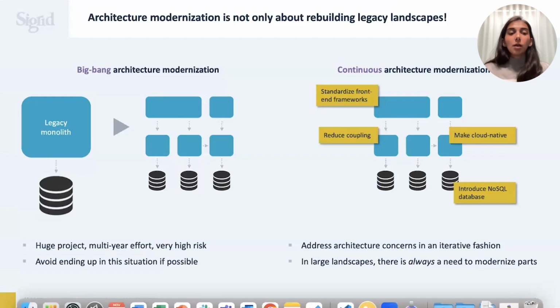Yes, that's true. But how many times in a year, or let's say in our lives, do we do such big bang architecture modernizations? That frequency is very low. But what we actually do in our daily lives is continuous architecture modernization. We already have a system. A part of it has too much coupling. The architecture is quite entangled, and you want to reduce coupling. Another example: there's a framework that you're using, there are two UIs, and you now want to standardize the front-end frameworks for those front-end applications. Such projects are something that we do on a continuous basis.